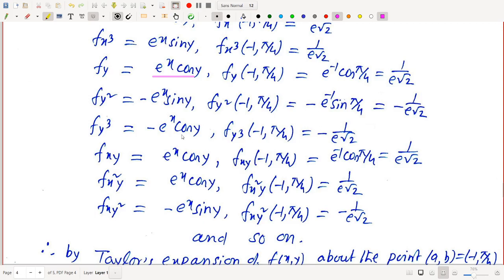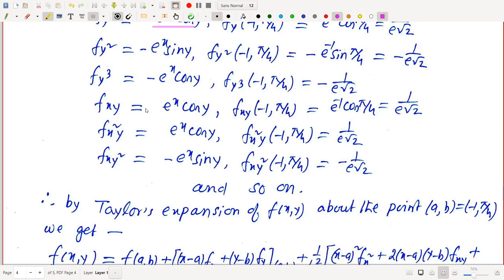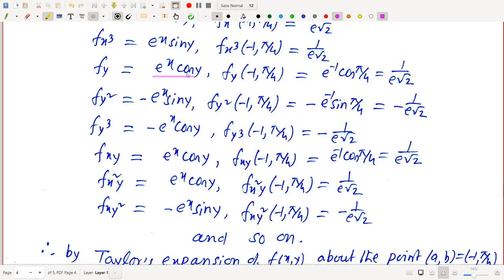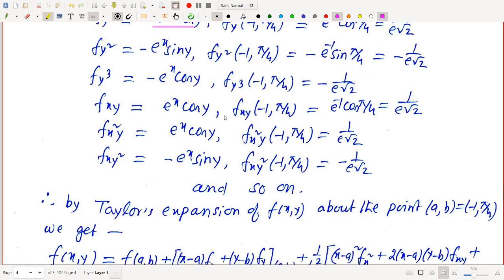Similarly, fy³: sin y derivative is cos y. Again, if we differentiate, x is constant. So if we put -1 and π/4, we get again -1/(e√2). Then fxy means fy line with respect to x. E to the power x derivative is e^x, so it will remain same. E^x cos y. Again, value is 1/(e√2). Then fx²y means fxy line if we differentiate with respect to x again. So e^x derivative is e^x. So again, value is 1/(e√2).